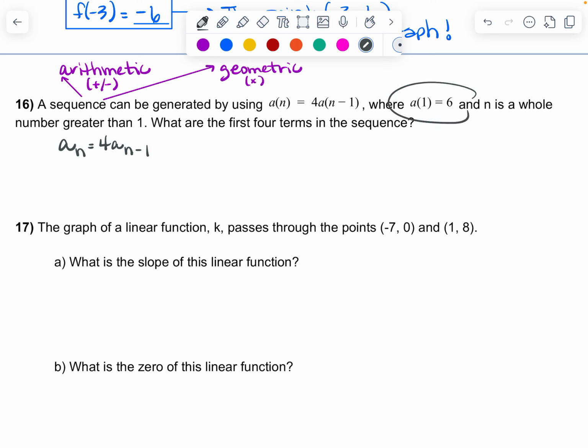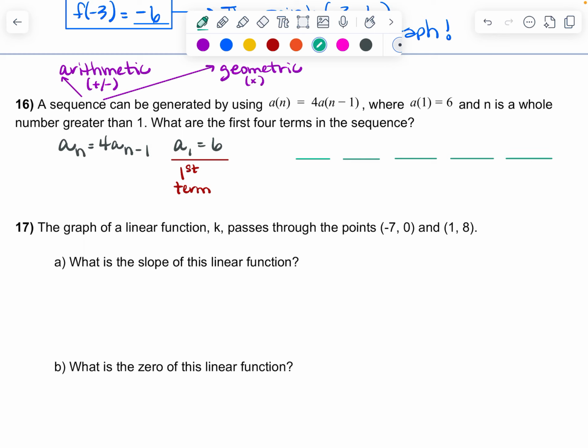And then right here it's saying A1 equals 6, which is basically saying A sub 1 equals 6. Oops, I forgot the equal sign. All right, so you need to know how to interpret this. So remember, A sub 1 means your first term in the sequence. Remember, a sequence is just a list of numbers. So if I go over here, I'm just going to start writing some little blanks.